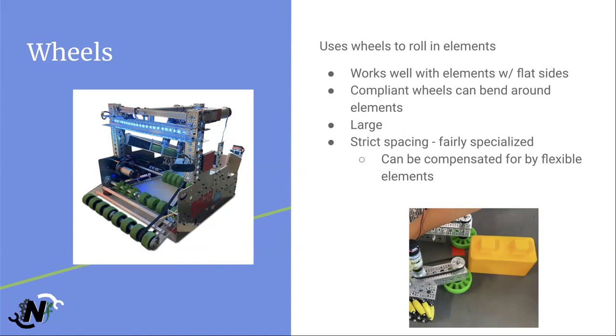Unfortunately, wheel-based intakes are usually fairly large. As you can see down here, this intake takes up a pretty sizable portion of the robot. And because wheels themselves don't have much compliance, even compliant wheels only have around 1/2 inch to 1 inch of give. They're fairly specialized for the elements that you want to take in.